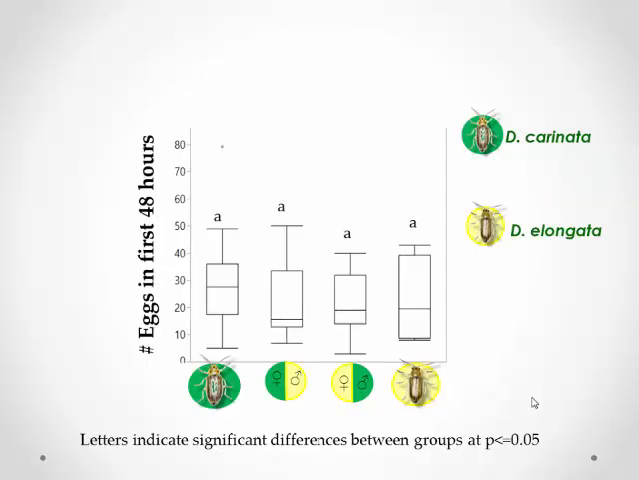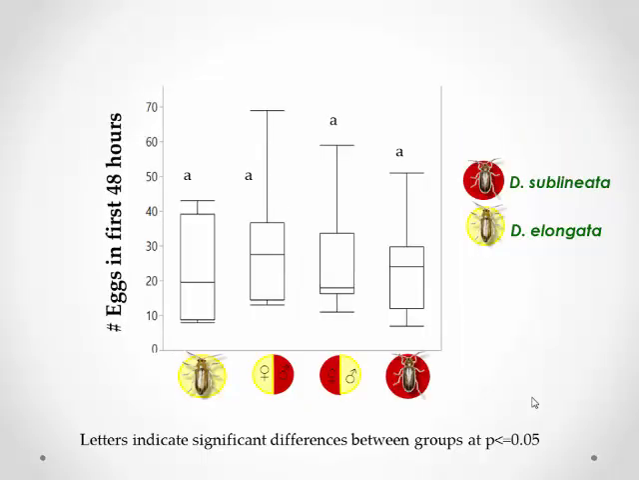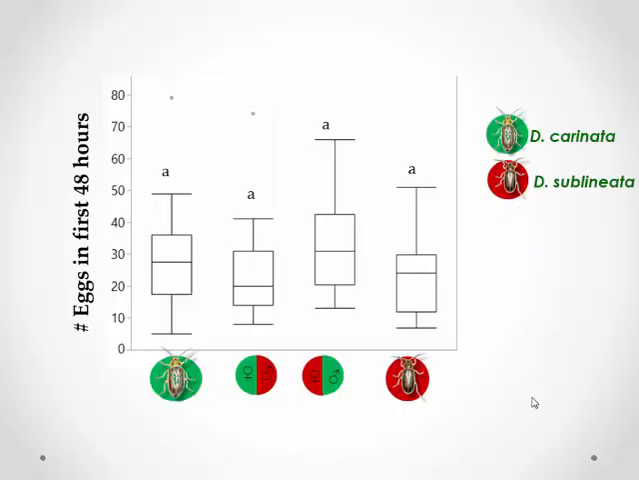And then the second life history trait is total oviposition in the first 48 hours, so from the time they had their first oviposition until 48 hours after that. And in none of the crosses is there any difference here. So far, they're all performing pretty similar, but there is a lot of variation.